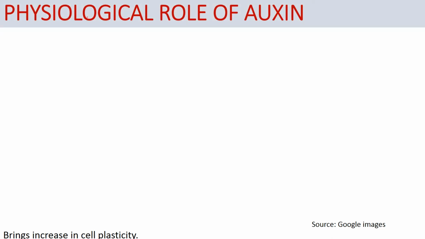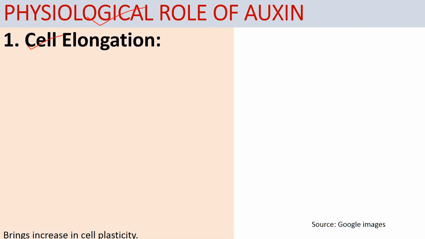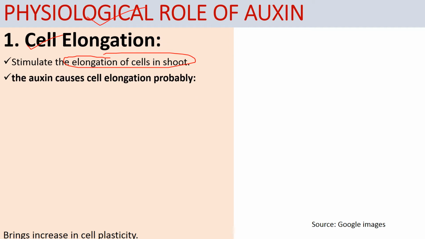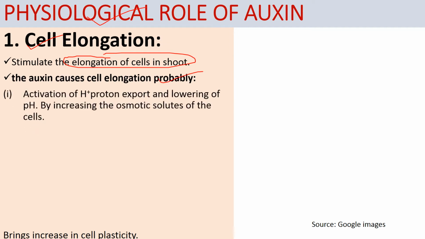Next are the physiological roles of auxin. The first role is in cell elongation. Auxin plays a very important role in cell elongation. So it stimulates the elongation of cells in shoots. Auxin causes cell elongation probably because it may activate the proton pump and export protons out of the cell, जिसकी वजह से pH low हो जाएगा. By this, it increases the osmotic concentration of solute in the cell, जिससे cell में इसकी जो concentration है वो increase हो जाएगी.